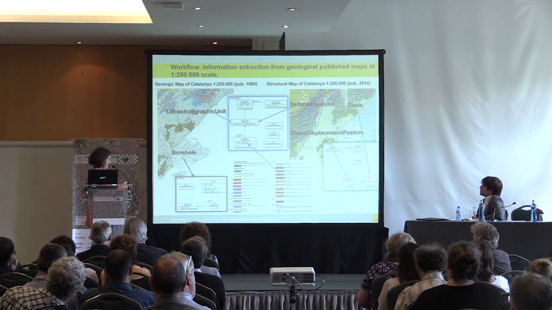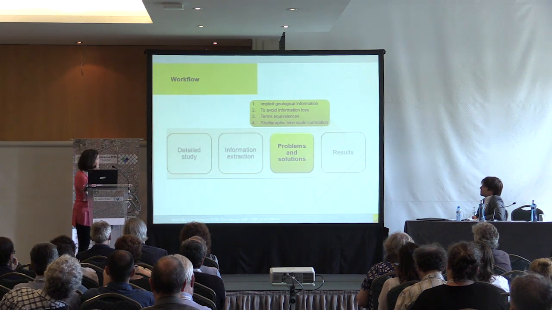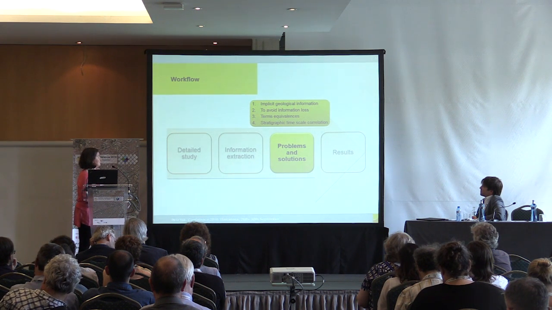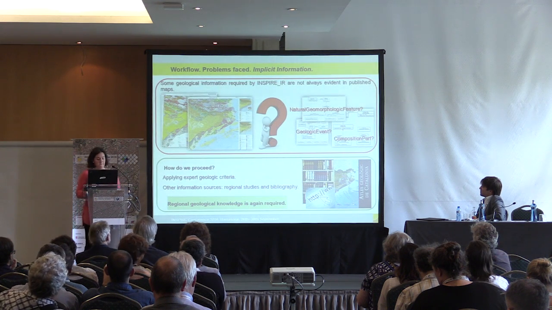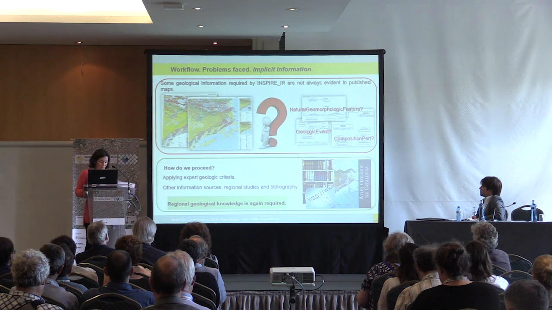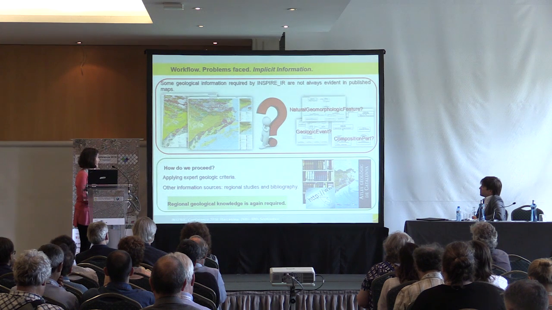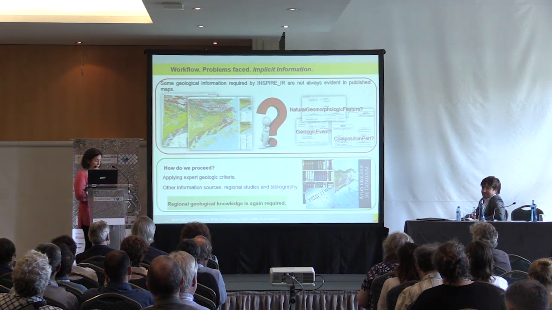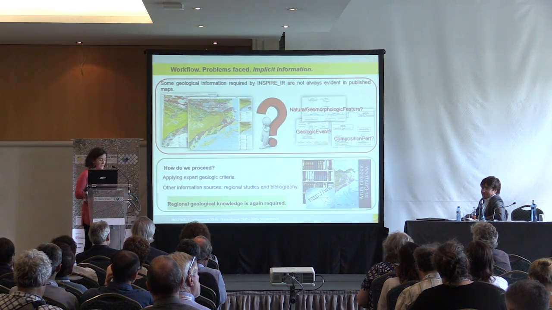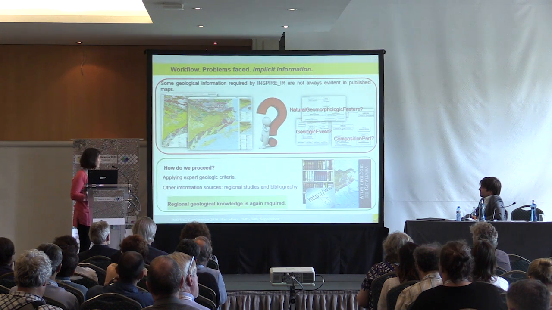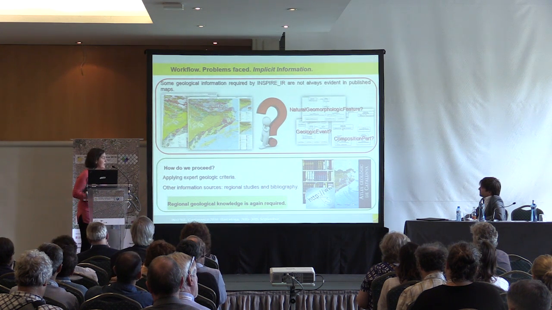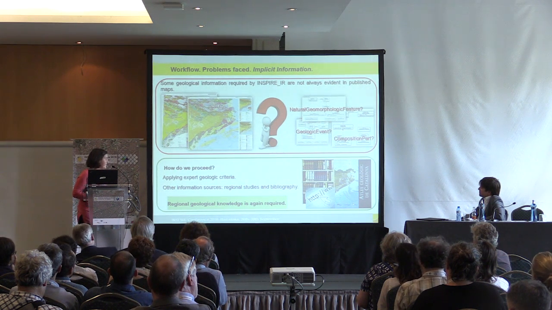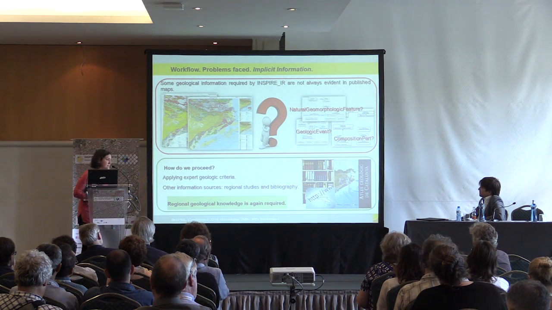So the geologic problems begin. We differentiate four kinds of geologic problems: implicit geological information, to avoid information loss, terms equivalency, and the geochronologic time scale correlation. Some geologic information required by the INSPIRE data specification, as I mentioned above, is not always evident in the published maps, as well as natural geomorphologic unit, and the data type composition part associated to the geologic unit class and geologic event class about geologic history. However, applying expert geologic criteria, we found this implicit information in other sources, like geologic unit descriptions and other bibliographic references, like regional studies and mainly the Atlas Geològic of Catalonia. So regional geological knowledge is again required.